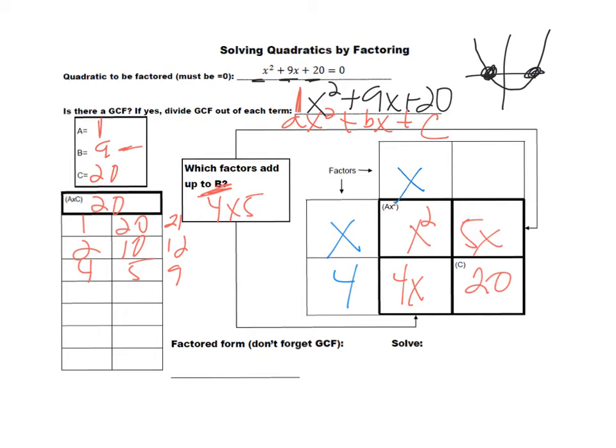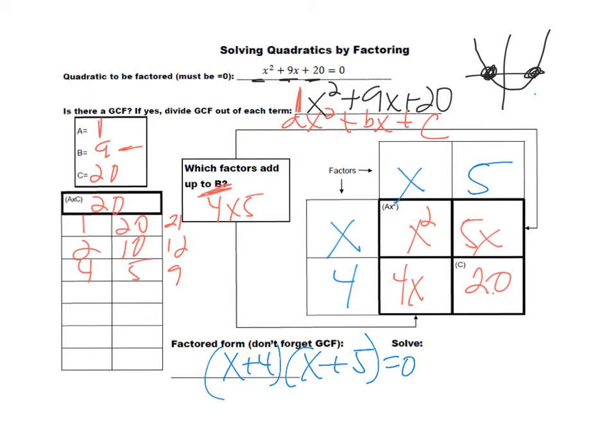And then, you see how this is very similar to the algebra tiles? And then for this last one, what can I divide both those by? I can divide them both by 5. So how does that factor? That factors to x plus 4 times x plus 5. So that's the factorization.